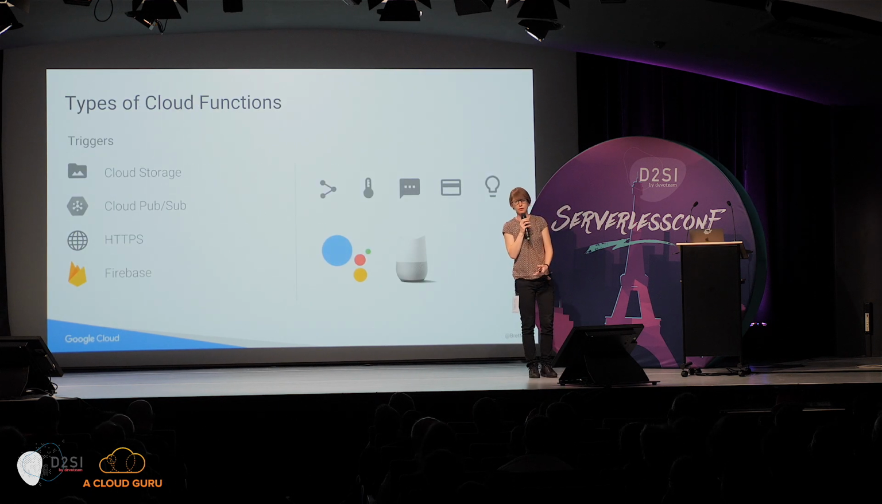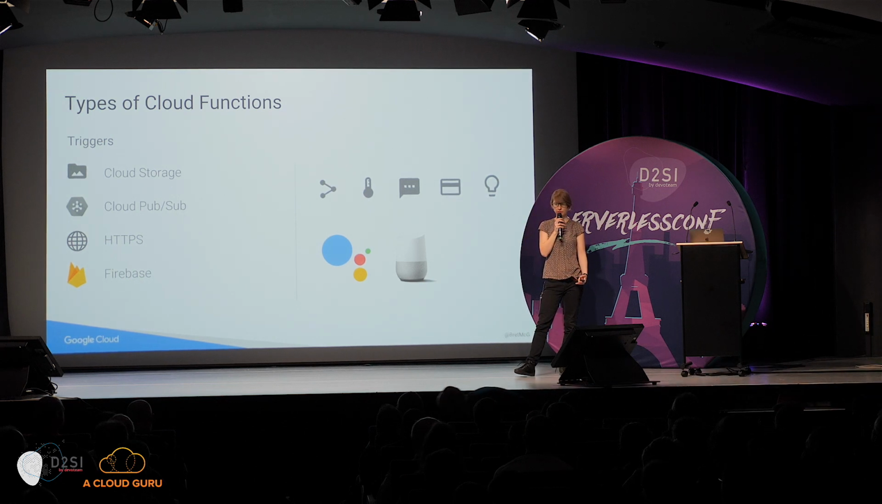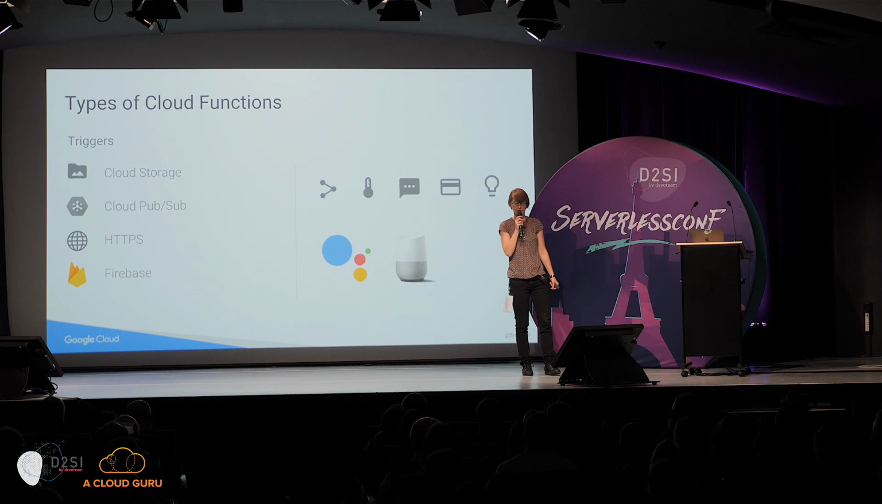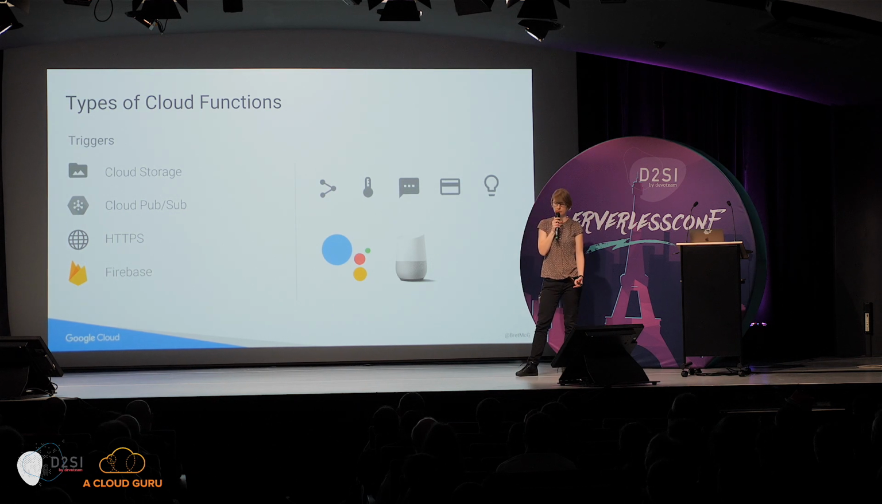So speaking about triggering functions, we support, of course, HTTPS, which is probably the most common way of connecting applications. Thanks to that, you can, for example, connect your function to Google Assistant or Google Home, because they both support HTTPS. So we can go beyond Cloud Platform.